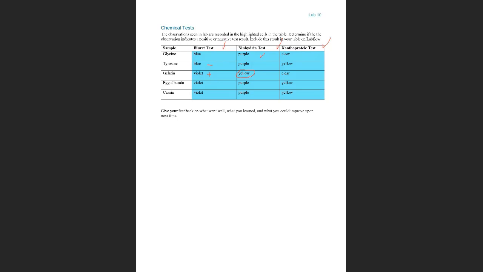And then the last test that we are doing is just to detect amino acids with an aromatic ring. A positive reaction is a yellow color. Negative reaction is a clear color. And let me share one more time, so you know what this test is about.